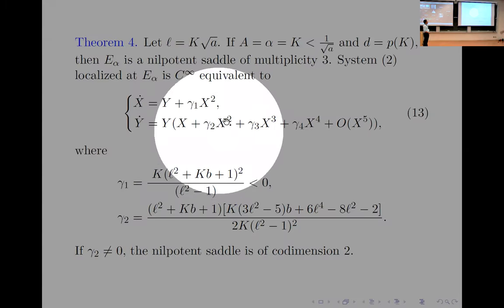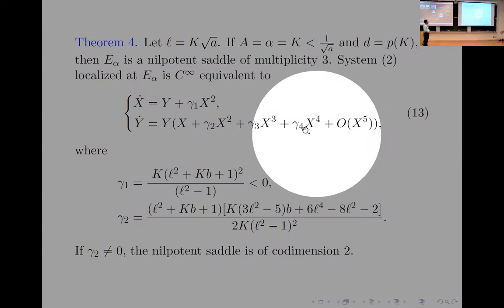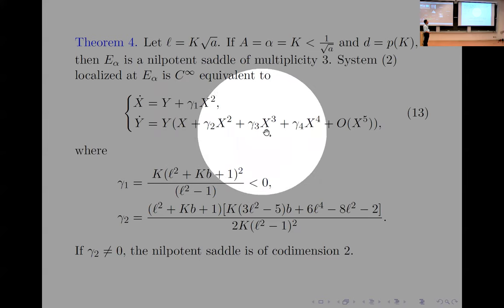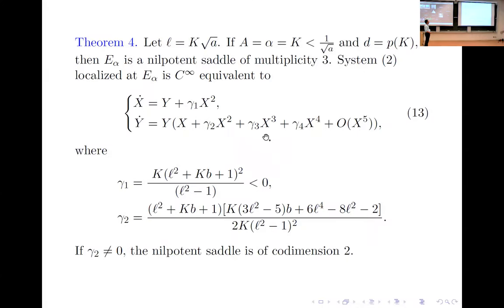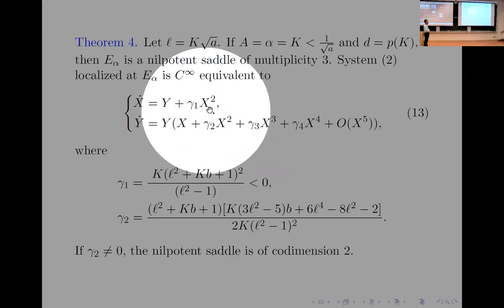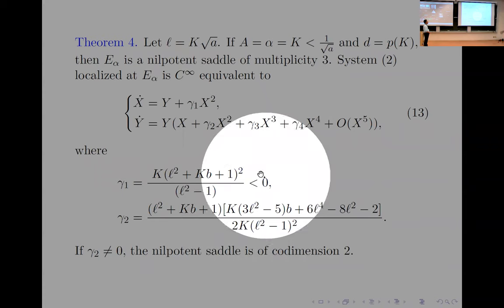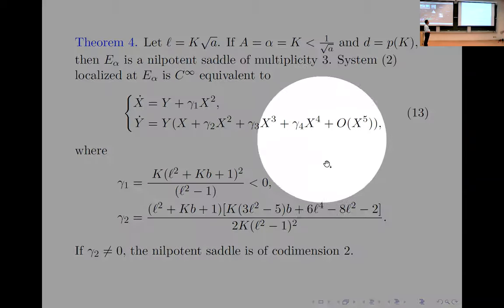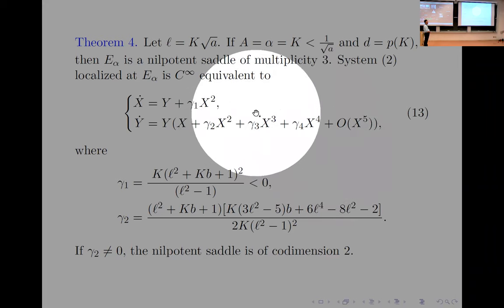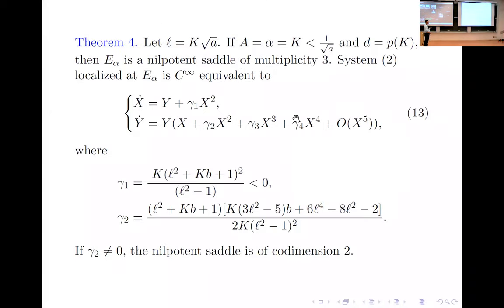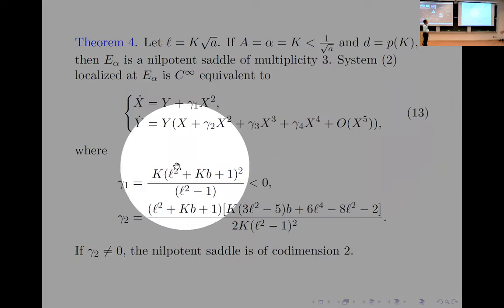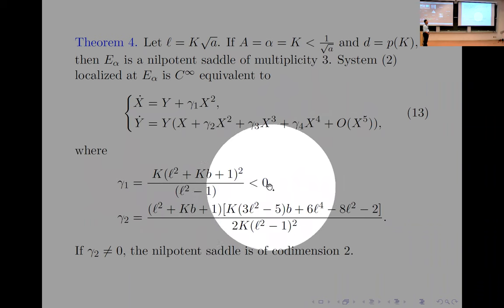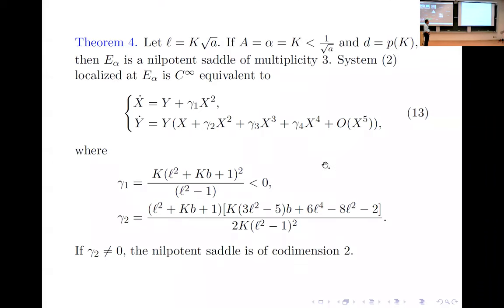Now here, there are several important quantities in this system: gamma 1, gamma 2, gamma 3, and gamma 4. Gamma 1 determines the type of the nilpotent singularity. If gamma 1 is less than 0, the origin is a nilpotent saddle. If gamma 1 is greater than 0 but less than 1/2, we have a nilpotent elliptic point. For our system, we can show that gamma 1 is less than 0, so we have a nilpotent saddle point.